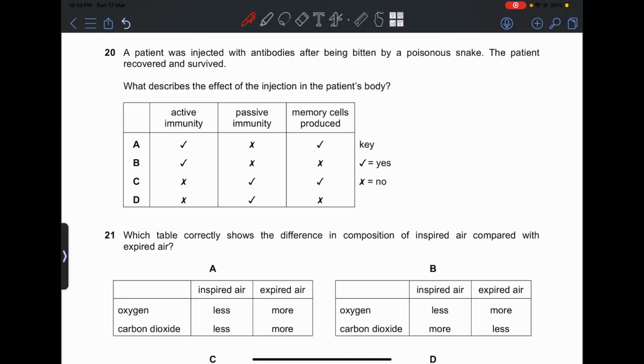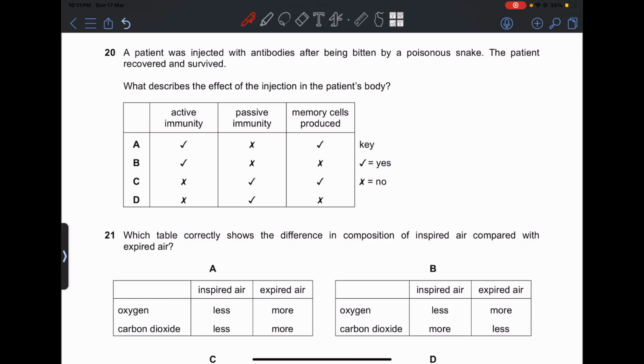20. A patient was injected with antibodies after being bitten by a poisonous snake. The patient recovered and survived. What describes the effect of the injection in the patient's body? So this is actually not active immunity, because they did not get the antibodies naturally. They got it from an injection. So this is actually passive immunity.